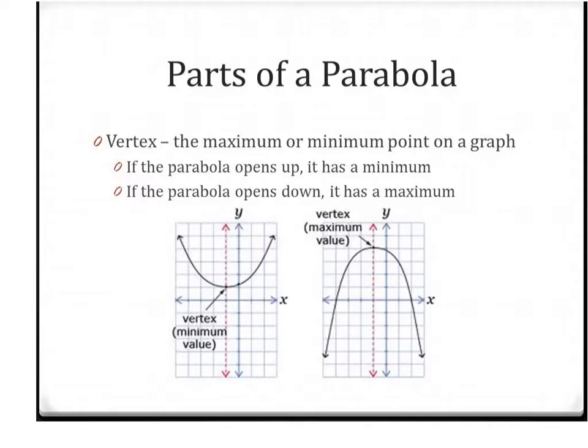The vertex is a maximum or minimum depending on if it opens up or down. If I can graph this point and, say, 2 points on either side of it, then I know pretty much where my parabola is. Plus, parabolas are symmetric, so I can use that to help me graph the points on the other side. So knowing where the vertex is is key to graphing a parabola.